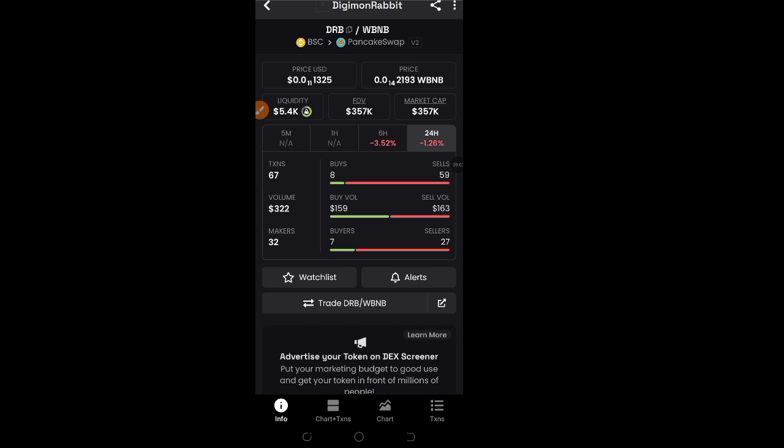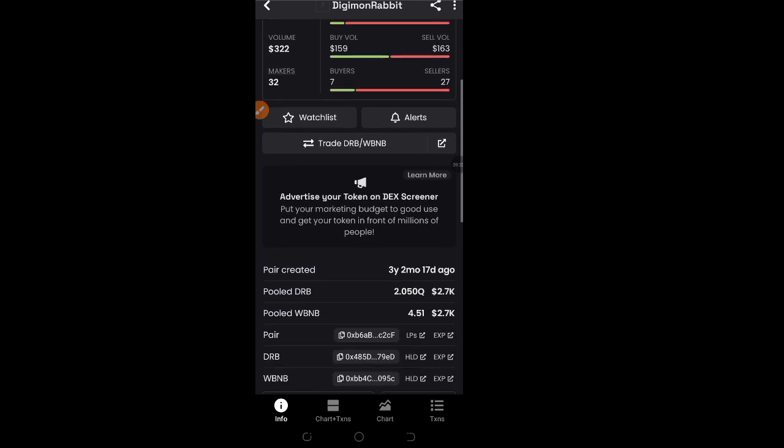Now, like I said before, liquidity makes a token tradable. The reason why you can buy a token and sell it is because there is money available in the liquidity. The total value of Pigmon Rabbit in the market cap is $357,000. Now, how can you imagine the liquidity pool having just $5,000? Can you just imagine?